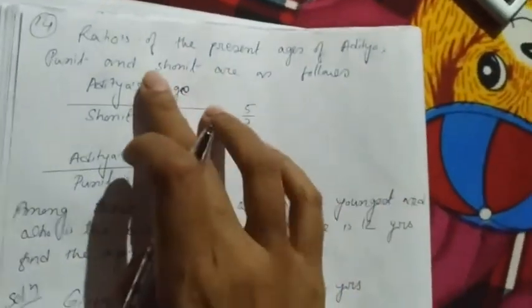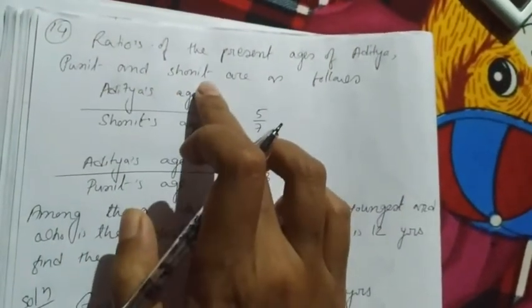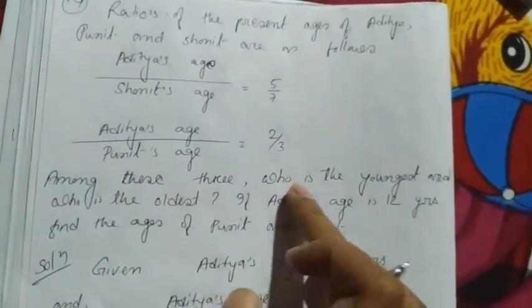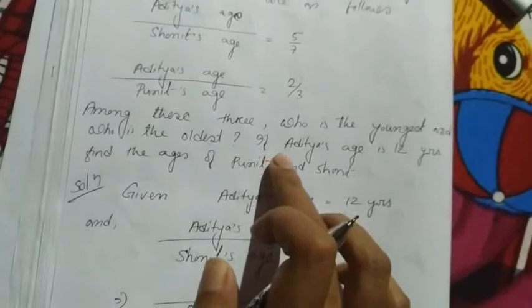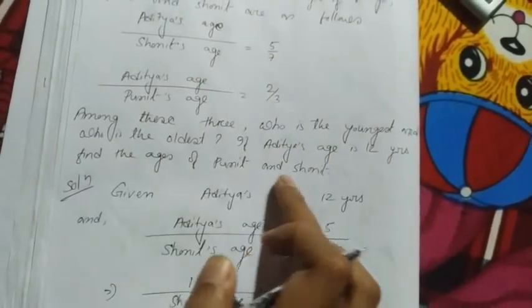Question number 14. Ratios of the present ages of Aditya, Puneet and Shonit are as follows. The ratio is given: among these three, who is the youngest and who is the oldest? If Aditya's age is 12 years, find the ages of Puneet and Shonit.